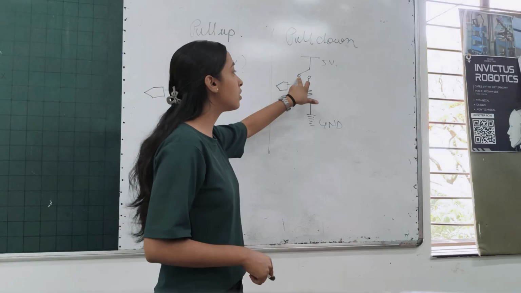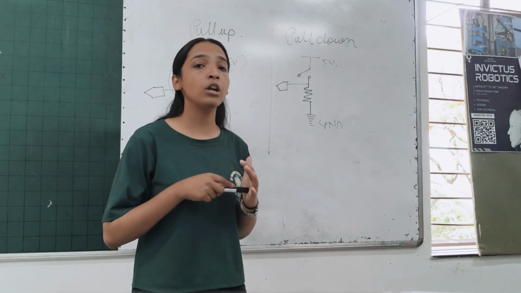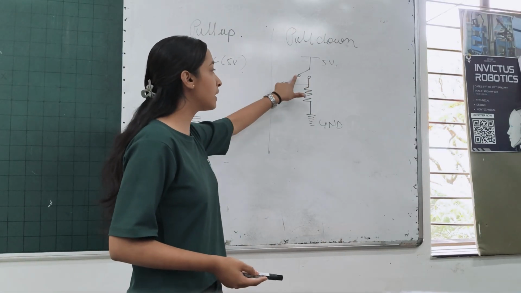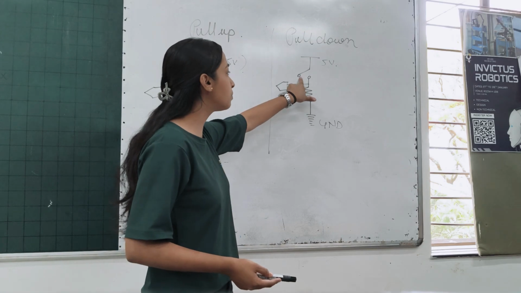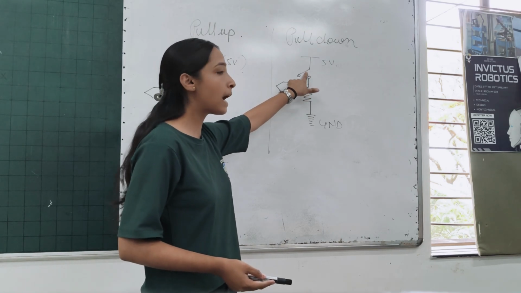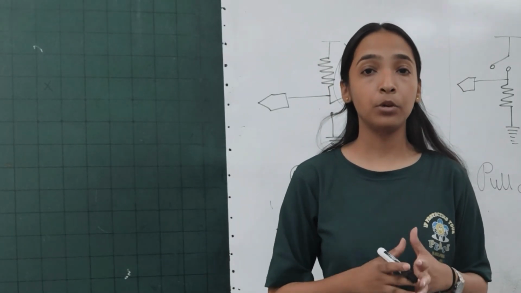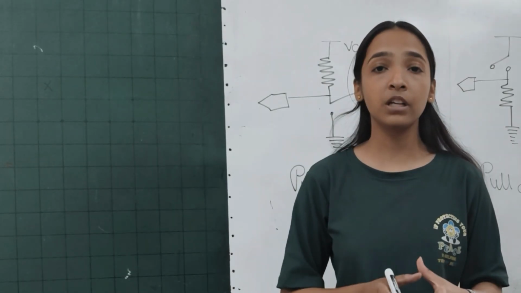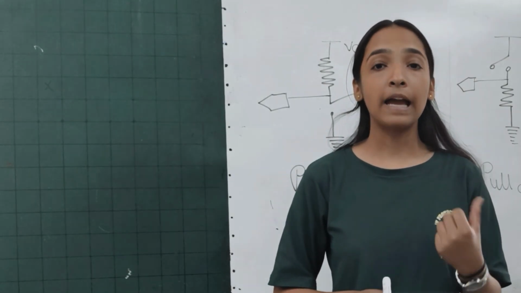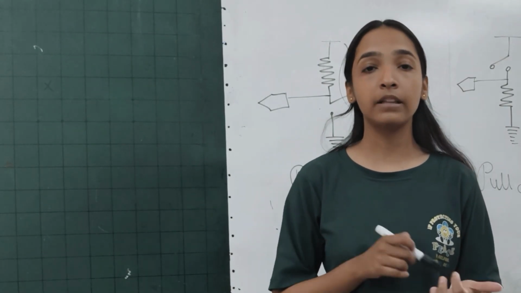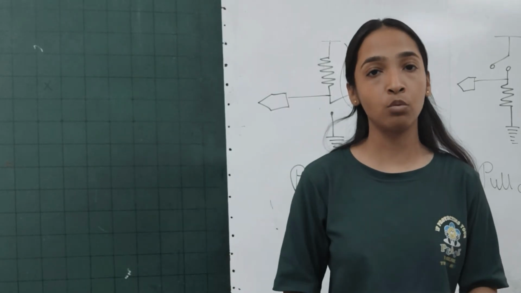The pull down resistor is already in a default low state, but when the pin is connected, it will go in the high state. So basically pull up and pull down resistors ensure that the pin is never in a floating state. Either it is connected to a high voltage or a low voltage.